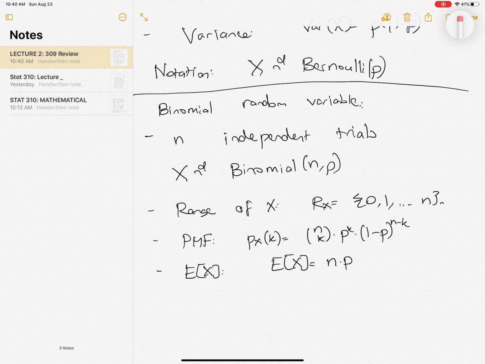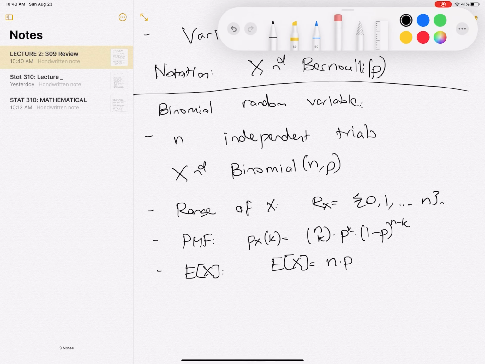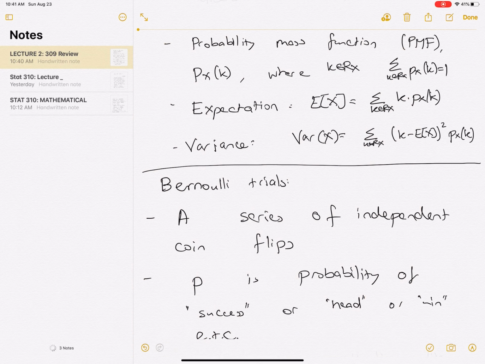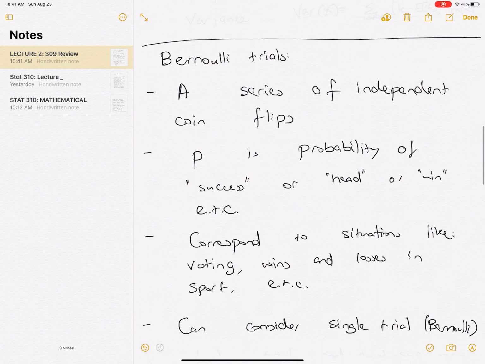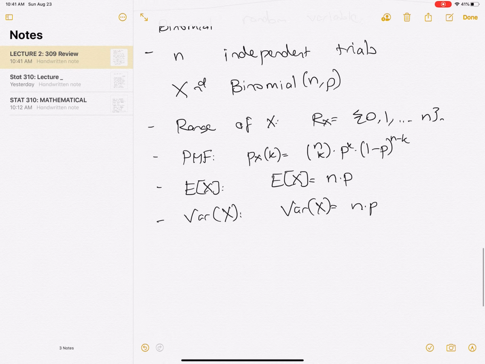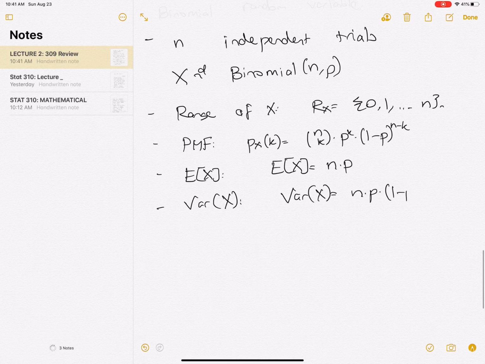And similarly for the variance, once again, you just multiply by n relative to the Bernoulli case.